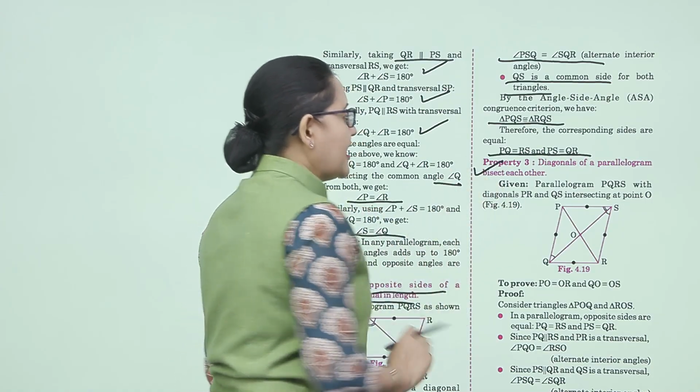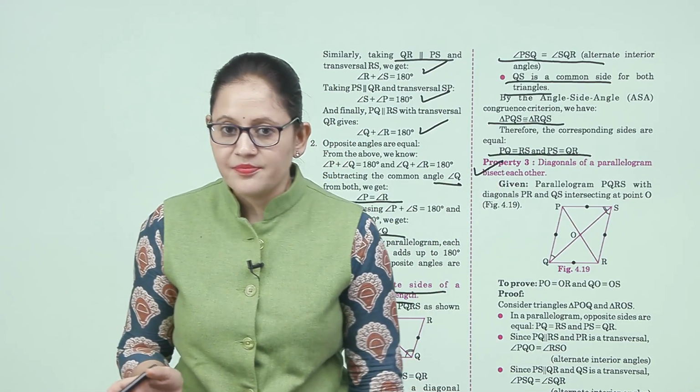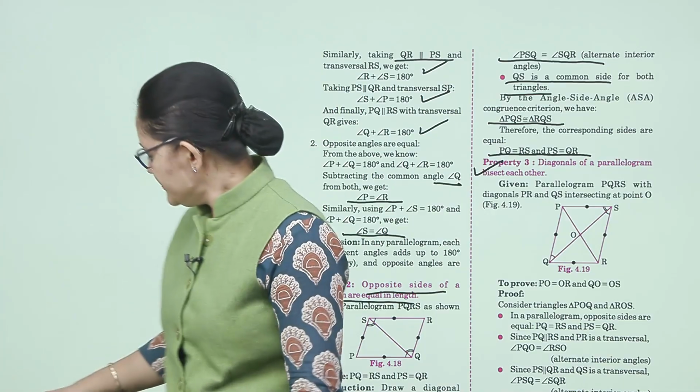Now property 3: the diagonals of a parallelogram bisect each other. So what is given to us?